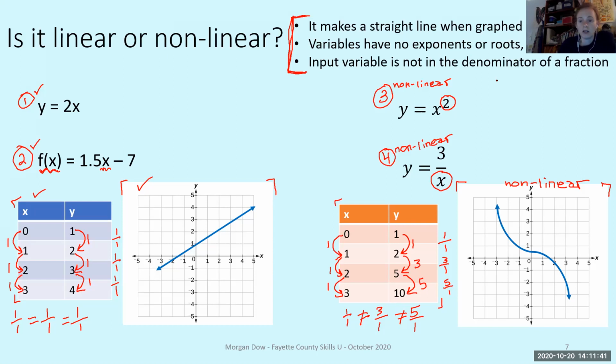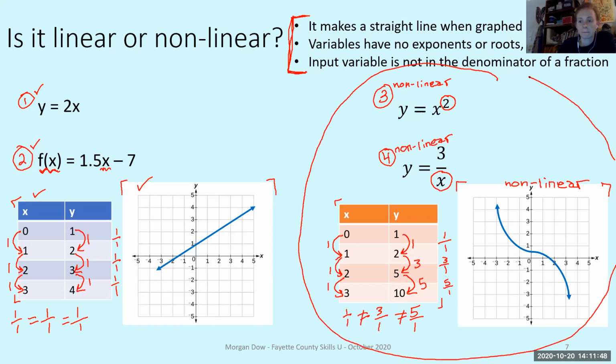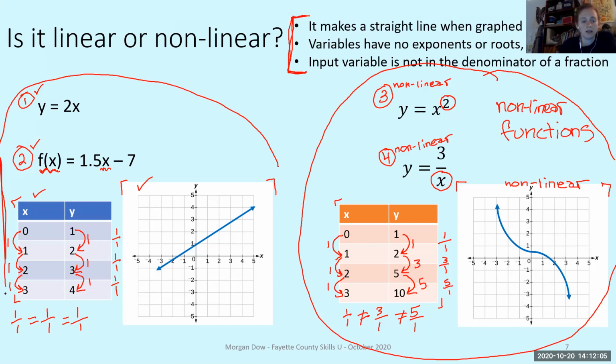So actually all of these examples on the right-hand side are examples of non-linear functions. And on the left-hand side here, we have examples of linear functions.